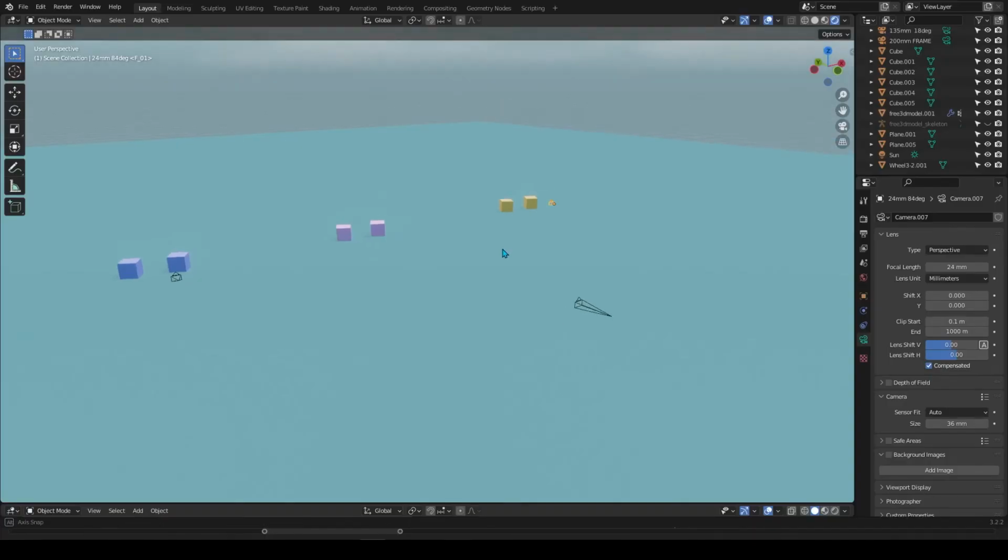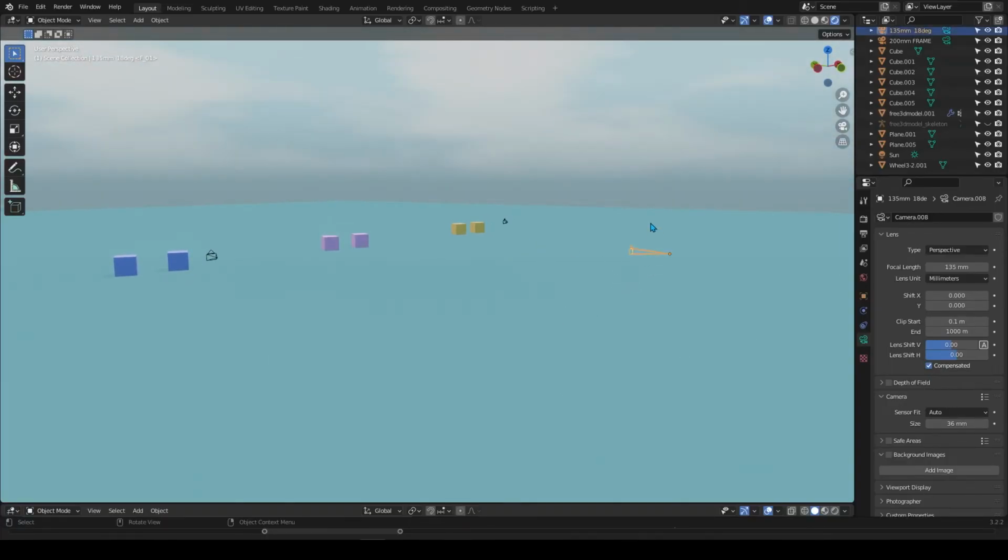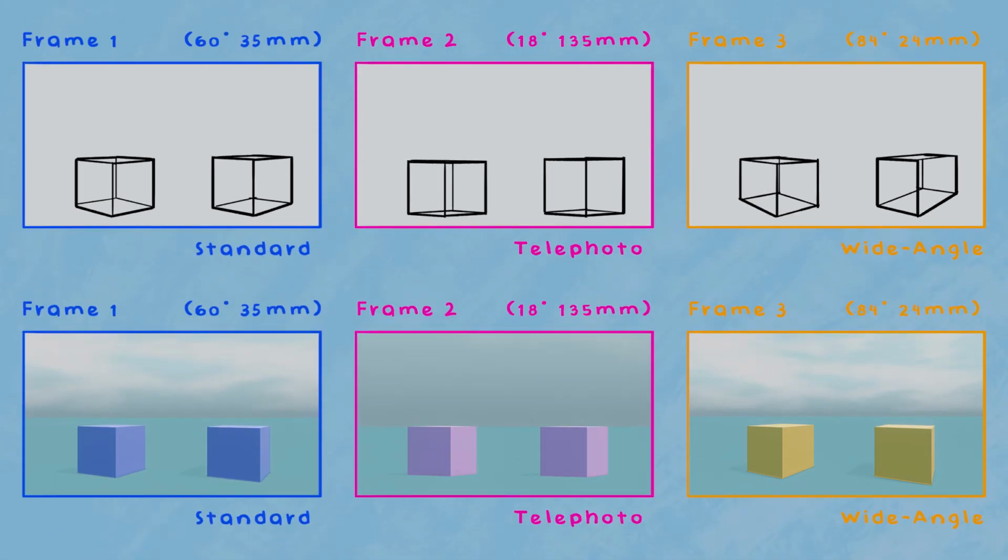In Blender, I set up the exact same scene 3 times using the exact same focal lengths, and here are the renders versus my drawings.